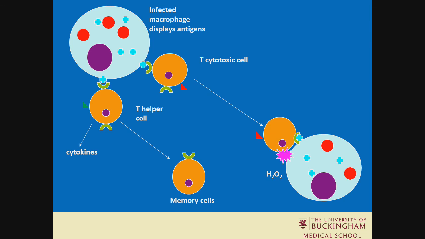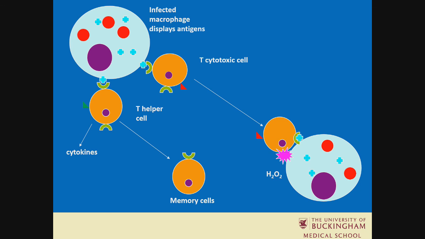So, if a macrophage has ingested an antigen, it will chop it up and express it on the cell surface, surrounded by your major histocompatibility proteins. A T cytotoxic cell will recognize this foreign antigen expressed on the surface of a cell, and then it'll kill it. What it does is punch holes into the membrane of the cell and then fill it with proteases, which will lead to the death of the cell.